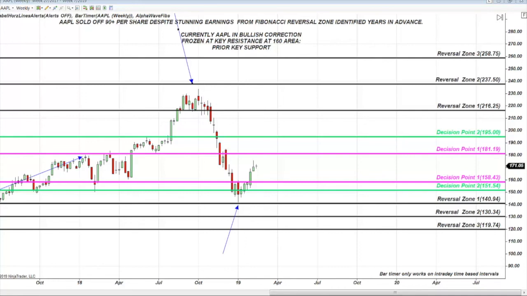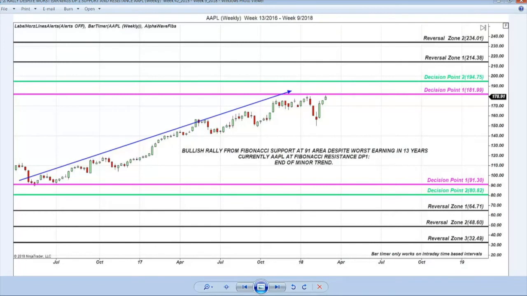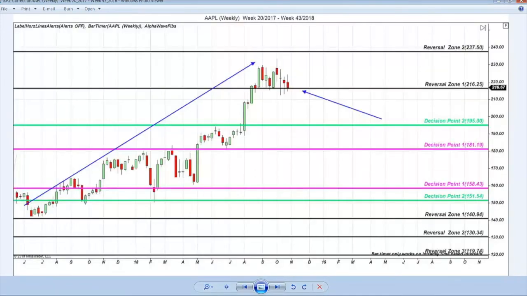Shock or not, this is what Apple looked like at the start of 2018 when Apple doubled from key support to key resistance despite worst earnings in 13 years when Apple was at 91. What is in front of you after key resistance? 214 level. My goodness, what is Apple doing when Apple reaches this level? Shock or not?